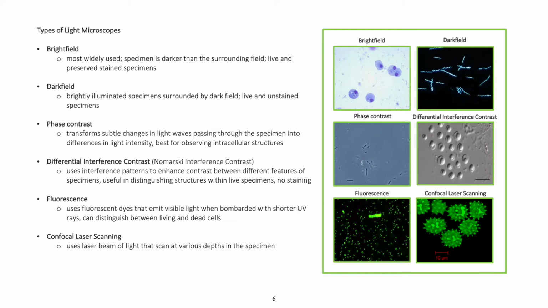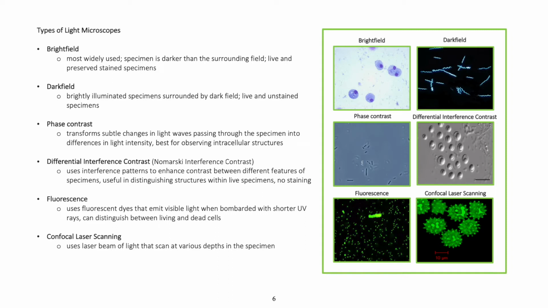Types of light microscopes. Bright field. Most widely used. Specimen is darker than the surrounding field. Live and preserved stained specimens. Dark field. Brightly illuminated specimens surrounded by a dark field. Live and unstained specimens. Phase contrast. Transforms subtle changes in light waves passing through the specimen into differences in light intensity. Best for observing intracellular structures.